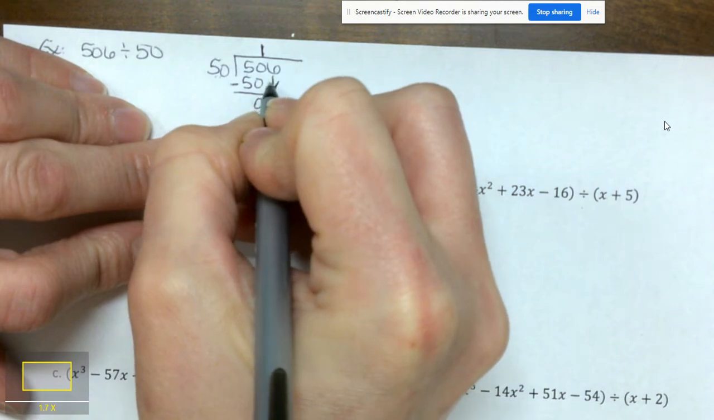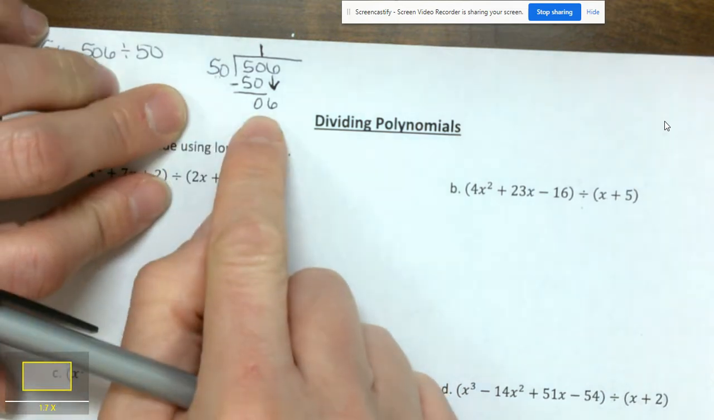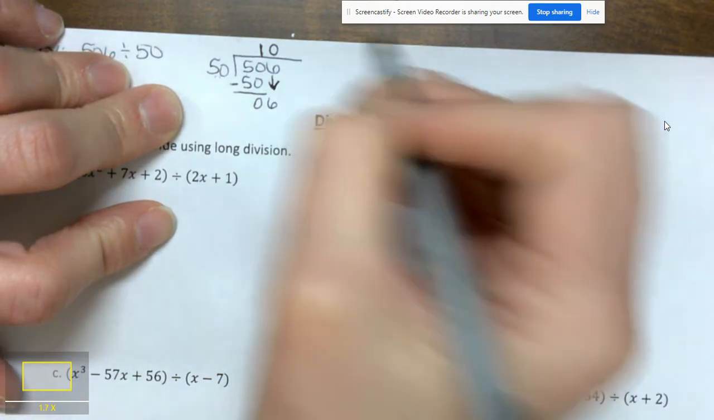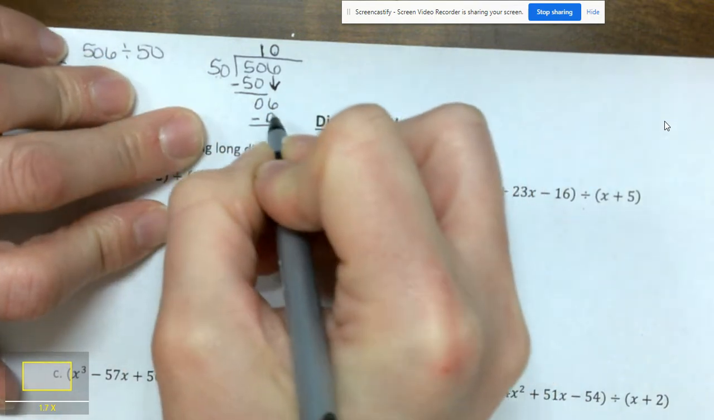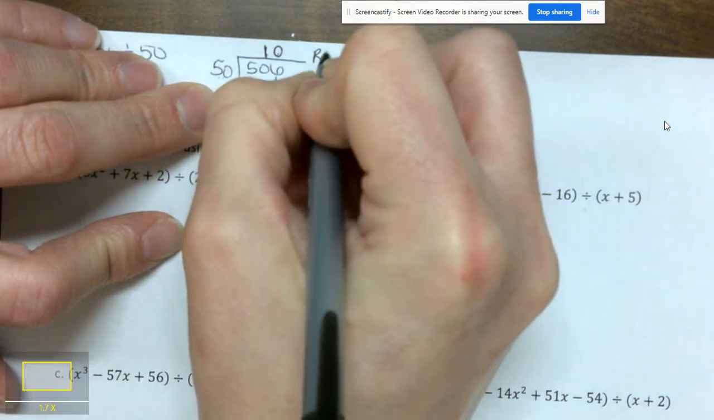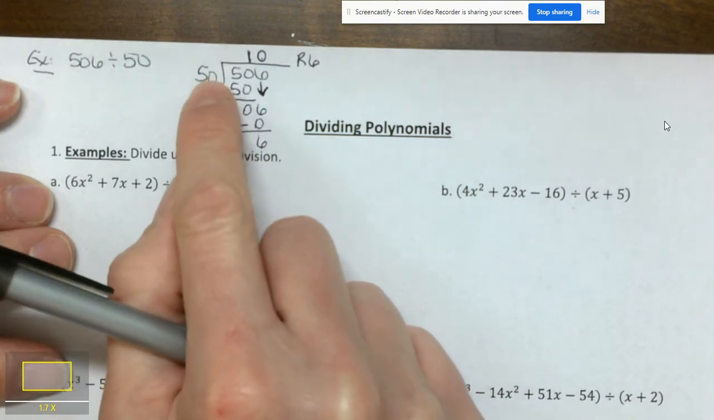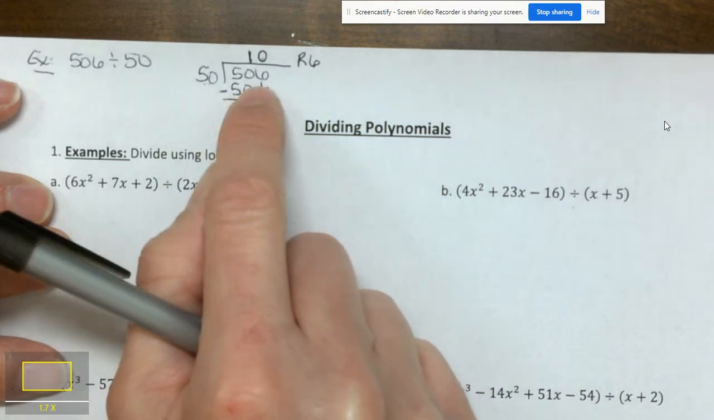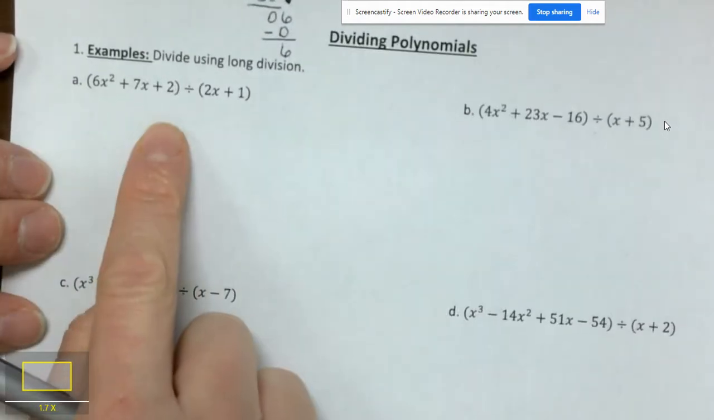And then you pulled down that next number, which is the 6. And you said, okay, will 50 go into 6? Well, it doesn't, so we would say it goes 0 times. So then 0 times 50 was 0, and then you subtracted, and of course, 6 minus 0 is 6. So you got 10 with a remainder of 6. We're going to use this same process where you come up with how you can multiply to get this, then you multiply it and write it down, and then you subtract and pull down the next thing. We're going to do that method, but we're going to do it using polynomials.